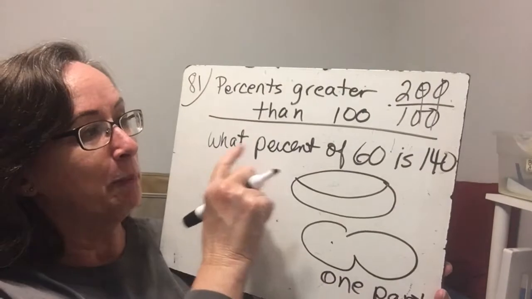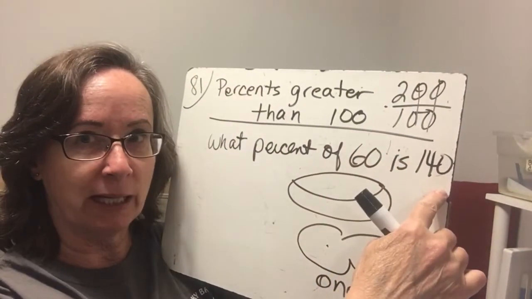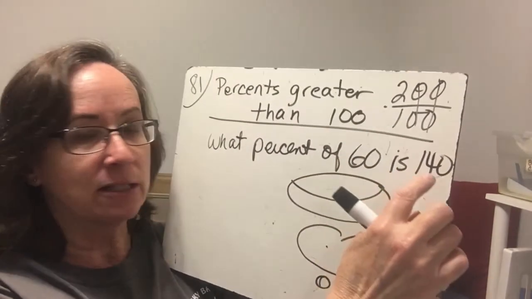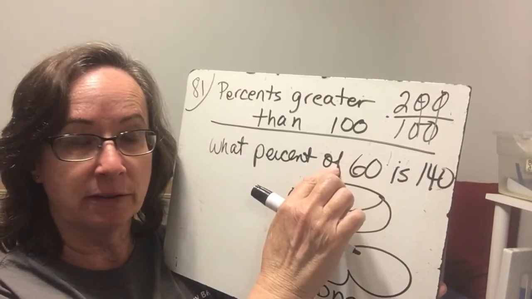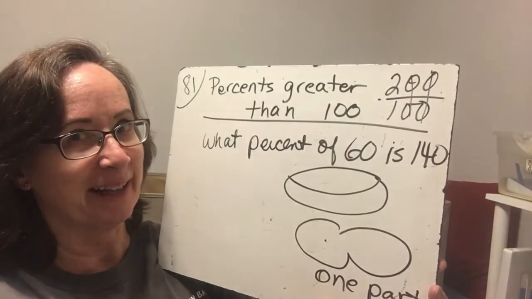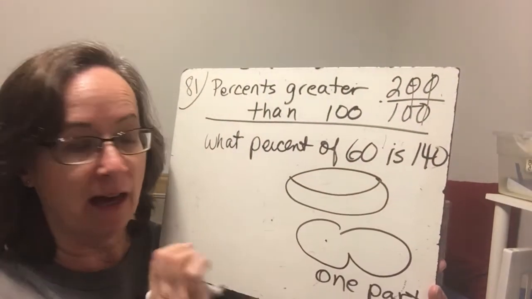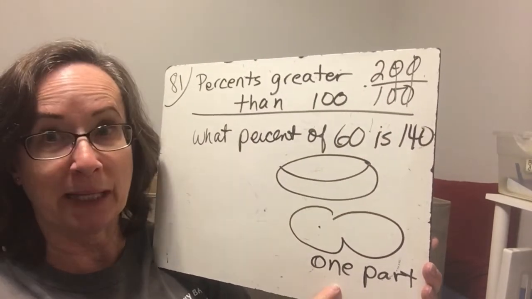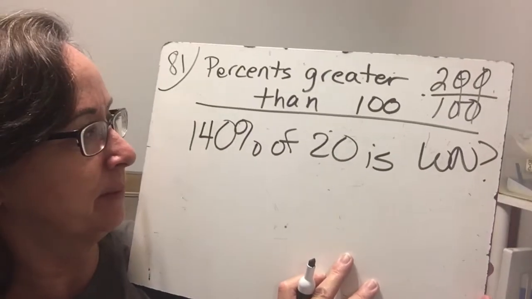All right, what percent of 60 is 140? Okay, so now remember that is going to go over here, and it is bigger than the of. So we're going to use a peanut diagram, which is a one part in their book. Okay, because the is greater than the of, we're going to use the one part diagram, which looks like a peanut.